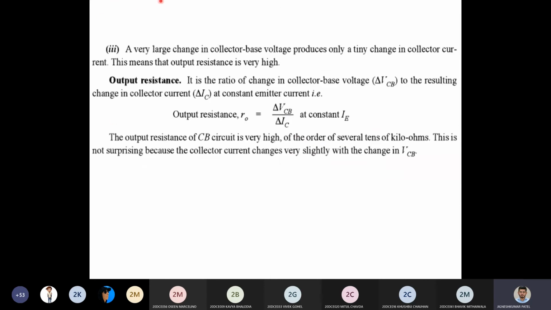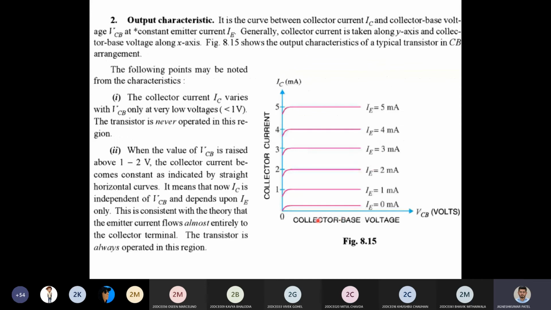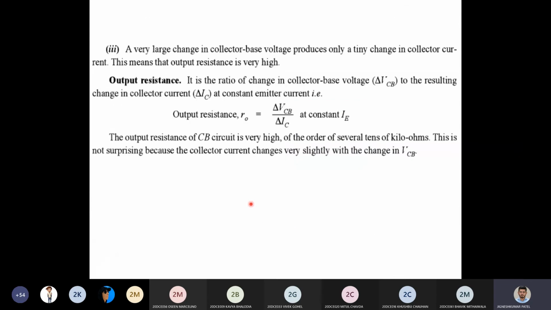A very large change in collector base voltage produces only a tiny change in collector current. This means that the output resistance is very high. So if I drastically change the voltage, there is still only a very small change in the collector current. So VC upon IC would be very high. Okay, so output resistance VCB by IC is very high.